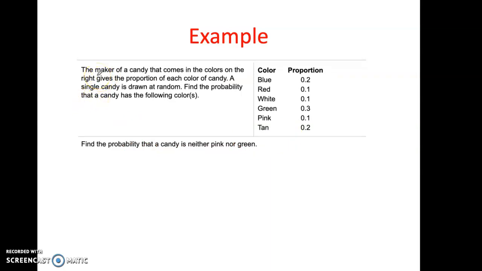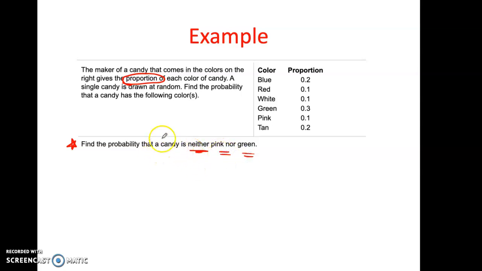Now, this one's a little bit different of a setup. The maker of a candy that comes in the colors on the right gives a proportion. So this is the proportion of each color of candy. A single candy is drawn at random. Find the probability that a candy has the following colors. So it's asking for, find the probability that a candy is neither pink nor green.